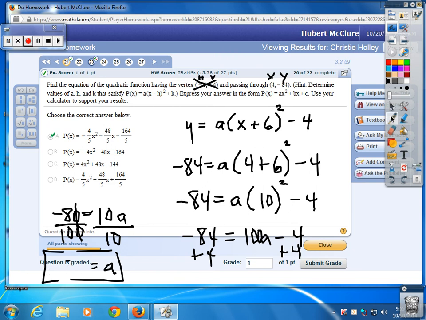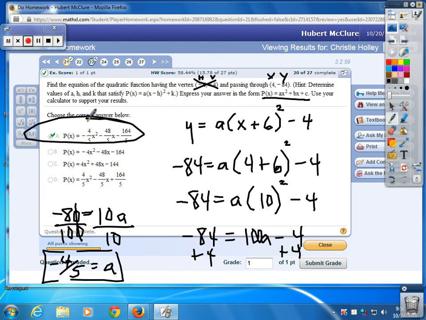Now, they may want the quadratic equation. It looks like to me they want the quadratic equation. So that means you got to put it in this form. So that means you got to plug in the negative 4/5 right here and do the math. Do the algebra. Look, A is negative 4/5. Okay, yeah, you can, I guess, because you know the answer. Hindsight's 20/20.